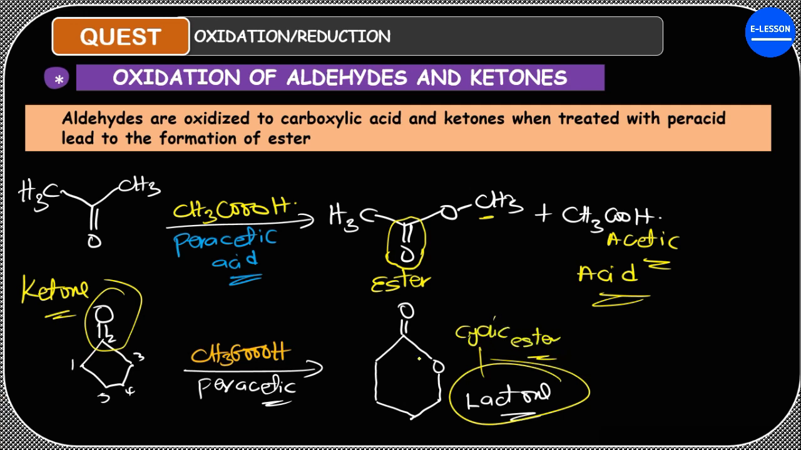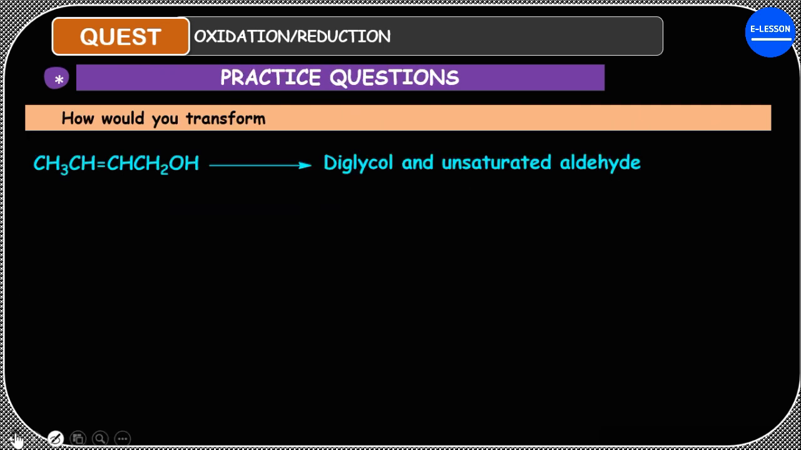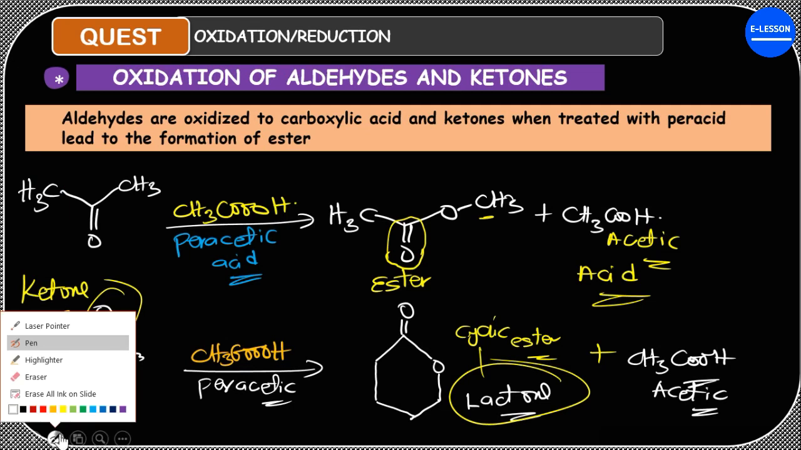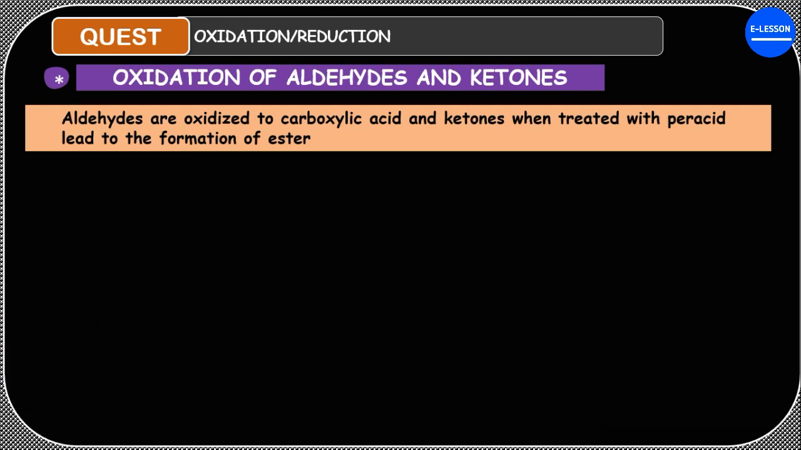That will be the product of this reaction, plus, of course, the acetic acid. Because what the peracetic acid does is just to bring in one oxygen so that it will remain in its normal form, which is the corresponding acid, which is acetic acid.